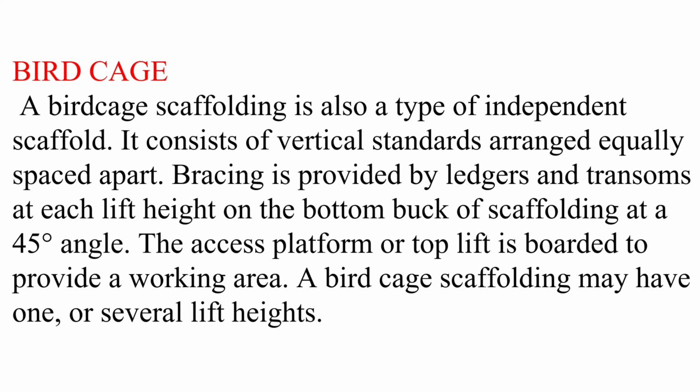Birdcage. A birdcage scaffolding is also a type of independent scaffold. It consists of vertical standards arranged equally spaced apart. Bracing is provided by ledges and transoms at each lift height on the bottom bay of scaffolding at a 45 degrees angle. The access platform or top lift is boarded to provide a working area.